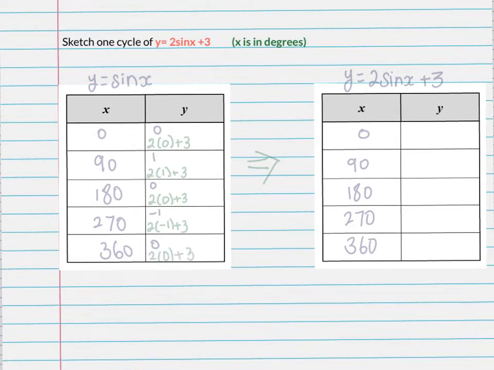For the first one, 2 times 0 plus 3 is 3. 2 times 1 plus 3 is 5. 2 times 0 plus 3 is 3. 2 multiplied by negative 1 is negative 2, plus 3 is a positive 1. And finally 2 multiplied by 0 is 0, added to 3 is 3. We're going to use the obtained table of values in order to graph our given sine function.